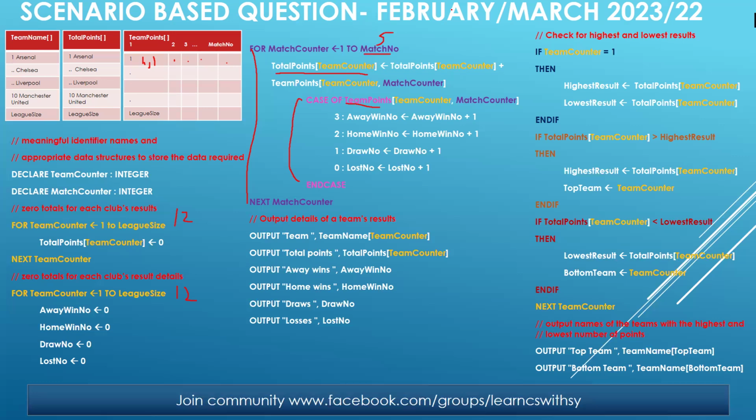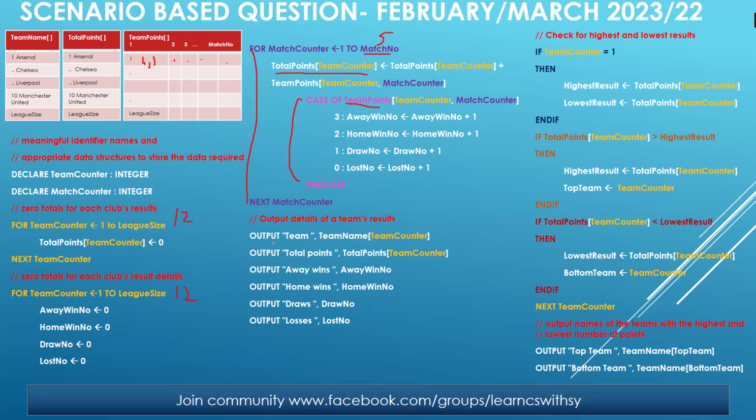Okay, understood? Based on the team points, the variables for away win, home win, drawn matches or lost matches will be updated. So once we are done with team Arsenal, what are we supposed to do? Simply output the details.